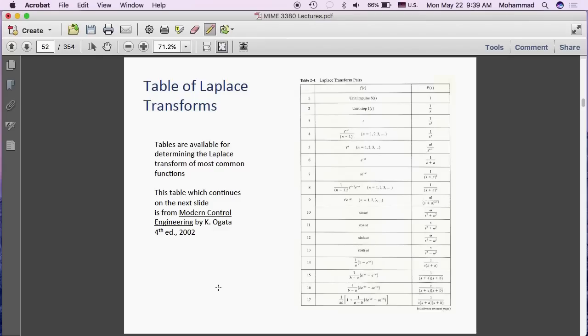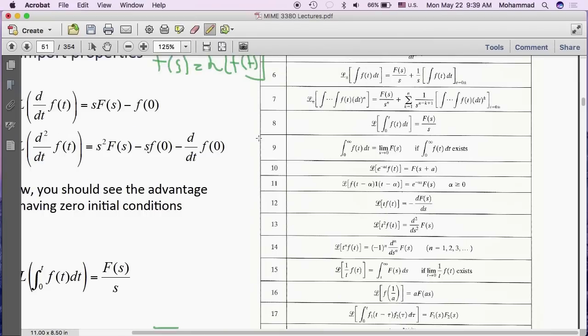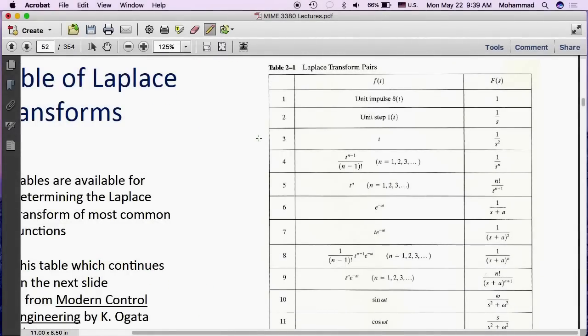These are Laplace transforms of a lot of regularly encountered functions. If a function is 1, a constant, its Laplace transform would be 1 over s. Let's see if I can zoom in so you can see better. On your left side, you have the time function. On your right side, you have the Laplace transform. So the Laplace transform of 1, which is the second row, unit step, is 1 over s.